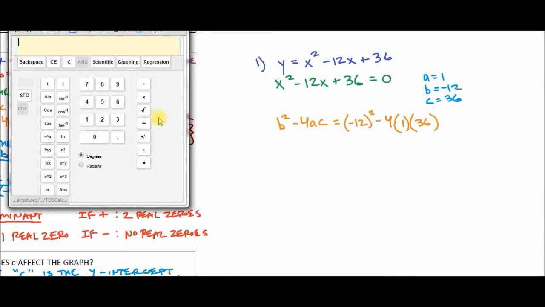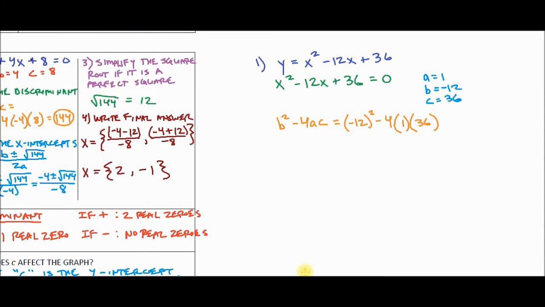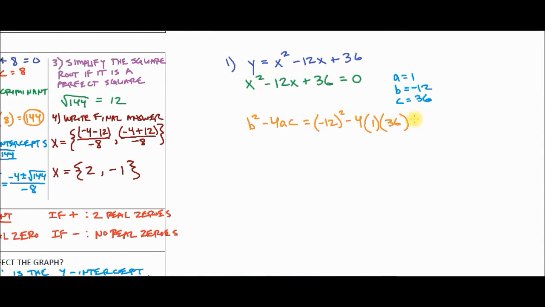So we've got (-12)² minus 4(1)(36), which is times 1 times 36. Let's press equal, and you end up with the answer of 0. So our discriminant in this case is actually going to be equal to 0. I was going to put a circle around it, but it'll look just like the 0, so I'll just leave it like that.